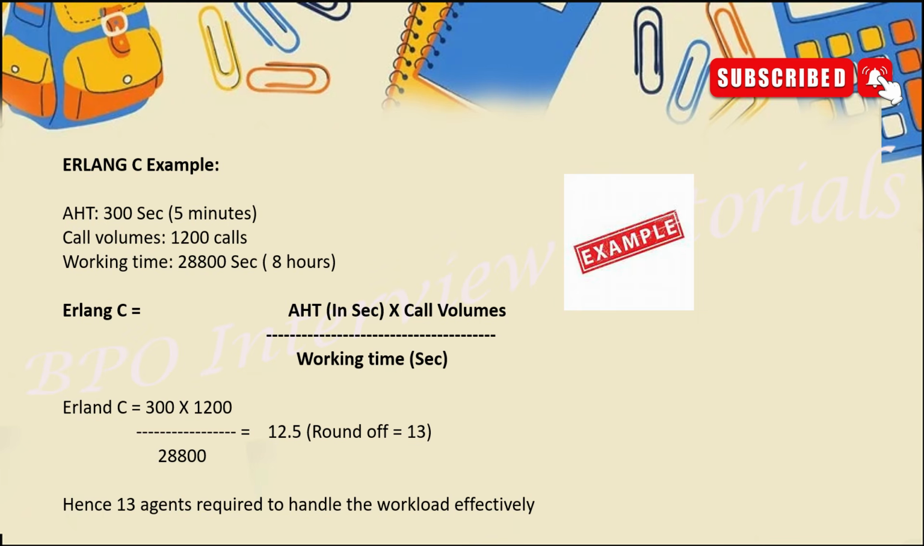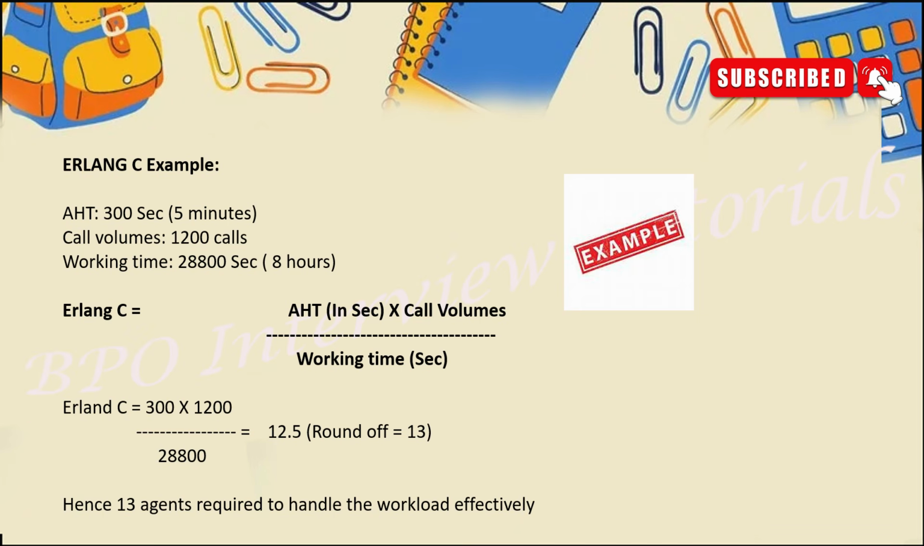Let's consider we have an EHT of 5 minutes, which is 300 seconds. The call volume we received is 1200 calls for that day, and we have 8 hours of shift, which is 28,800 seconds. Let's calculate the Erlang C formula: 300 times 1200 divided by 28,800 seconds. We get 12.5, which rounds off to 13. So we require 13 agents to cover all the 1200 calls in the 8 hours.